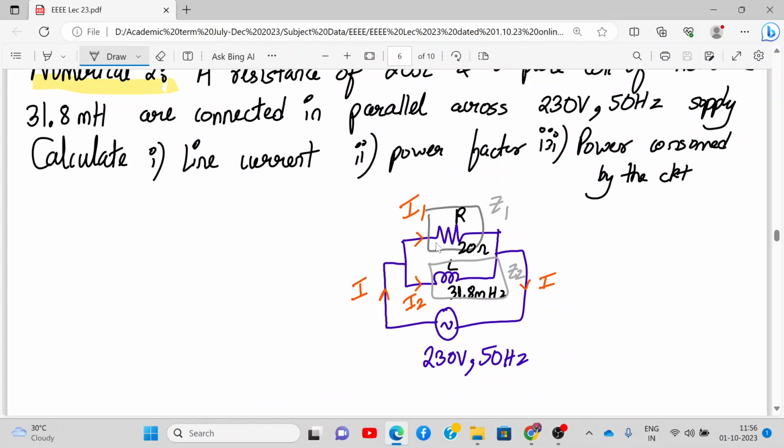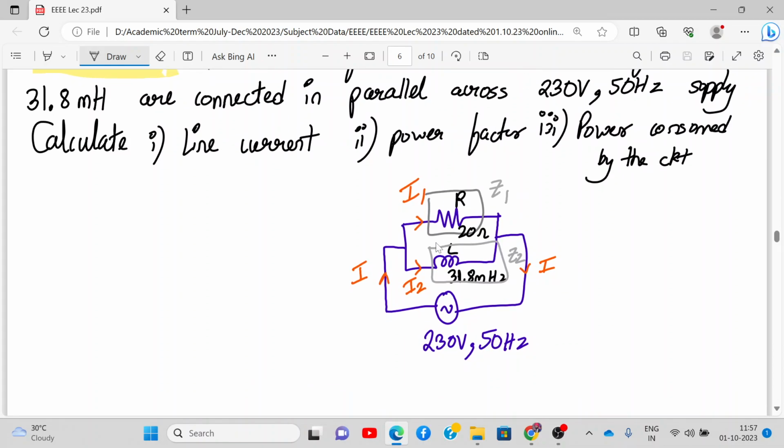So this is the scenario and we have to find the line current, meaning this I value, then the power factor. Phi is the phase angle between this voltage V and this I, so we will find cos phi, and then the power. There are three techniques to solve this: by phasor diagram, by phasor algebra, or by the admittance method. We'll prefer to solve it by phasor algebra. So have you completed the numerical? Can we start solving?